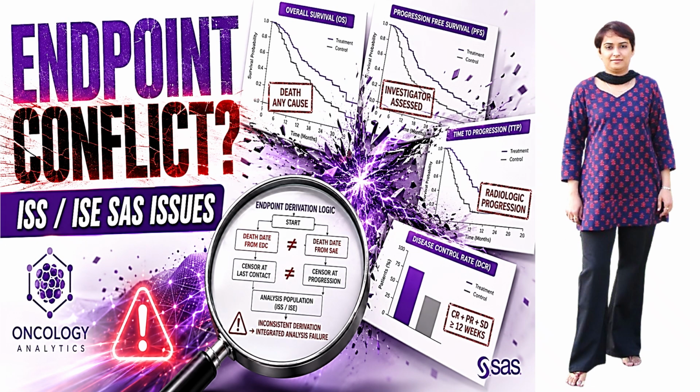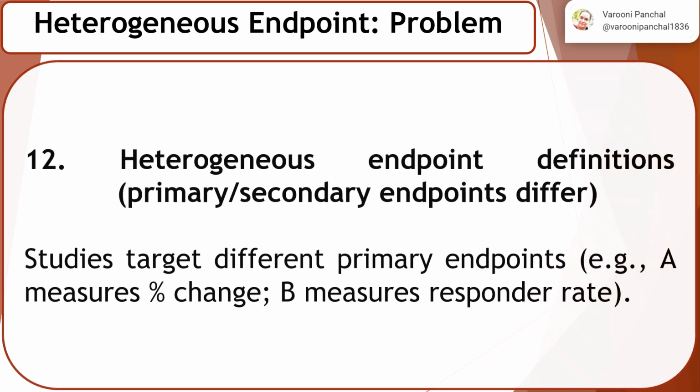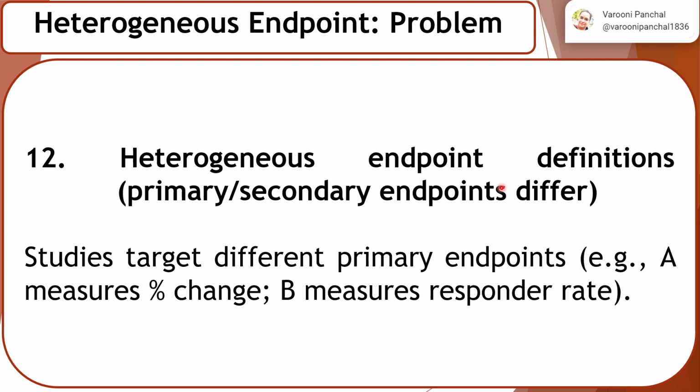SAS programming challenges in ISS and ISE studies having heterogeneous endpoint. We consider here 12 studies, A to L, to be pooled into ISS and ISE study. ISS stands for Integrated Summary of Safety. ISE stands for Integrated Summary of Effectiveness, Efficacy, SDTM and ADaM data standards wherever relevant. The problem here is heterogeneous endpoint definitions. Primary, secondary endpoints differ. Now what does this mean?